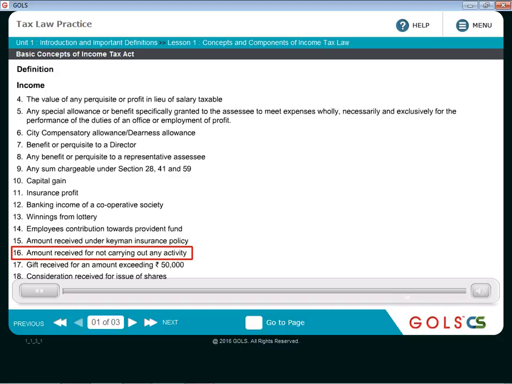Next, amount received for not carrying out any activity. In certain cases the person receives an amount for not conducting a business in a particular location, or for not carrying out any professional activity or any other allied activity, in order to safeguard the business of another person. In that case, whatever income is received will be treated as the income of the person. Next is gift received for an amount exceeding rupees 50,000. That means if a person receives a gift from a non-relative and the amount of the gift crosses 50,000, then such a gift is also taxable. Next is consideration received for issue of shares. Whatever amount is received in connection with that would also be considered taxable, subject to certain terms and conditions.